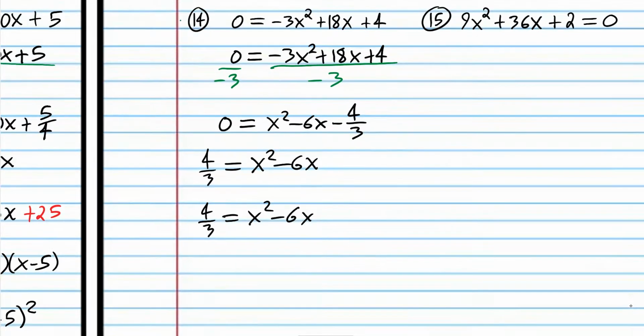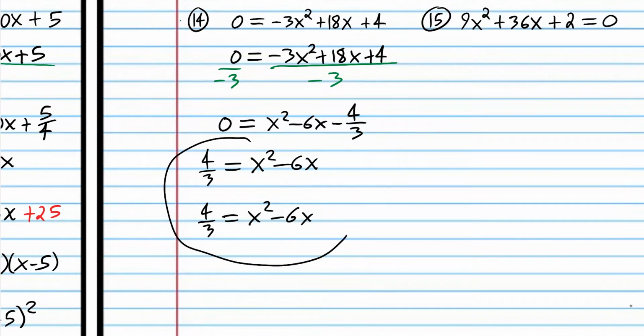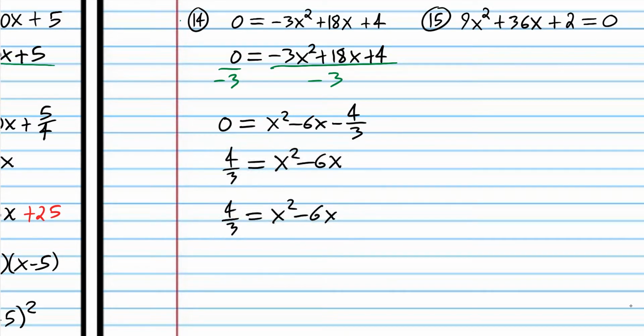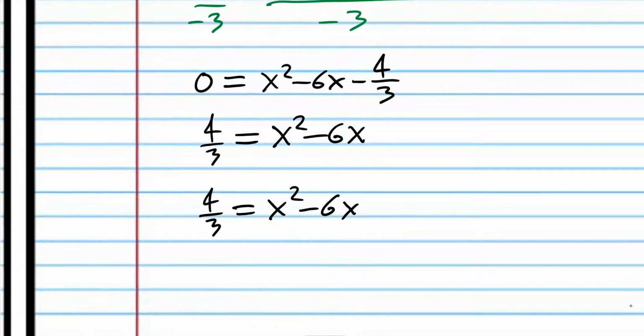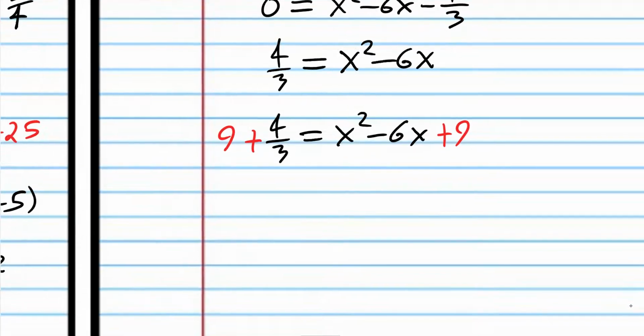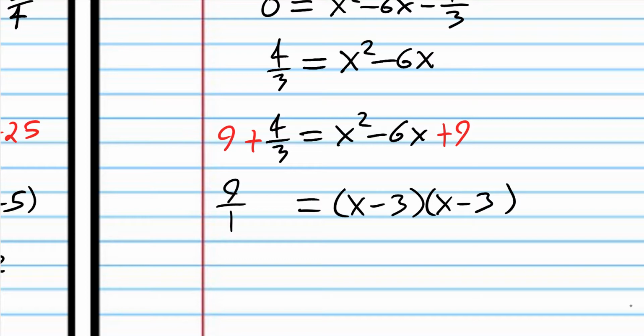And we're going to complete the square. So remember, the negative 6 tells us how to complete the square. Divide negative 6 by 2, you get negative 3, and then square that, you get 9. So we're going to add 9 to both sides. And factor that, and we have x minus 3, x minus 3. That becomes 9 over 1.